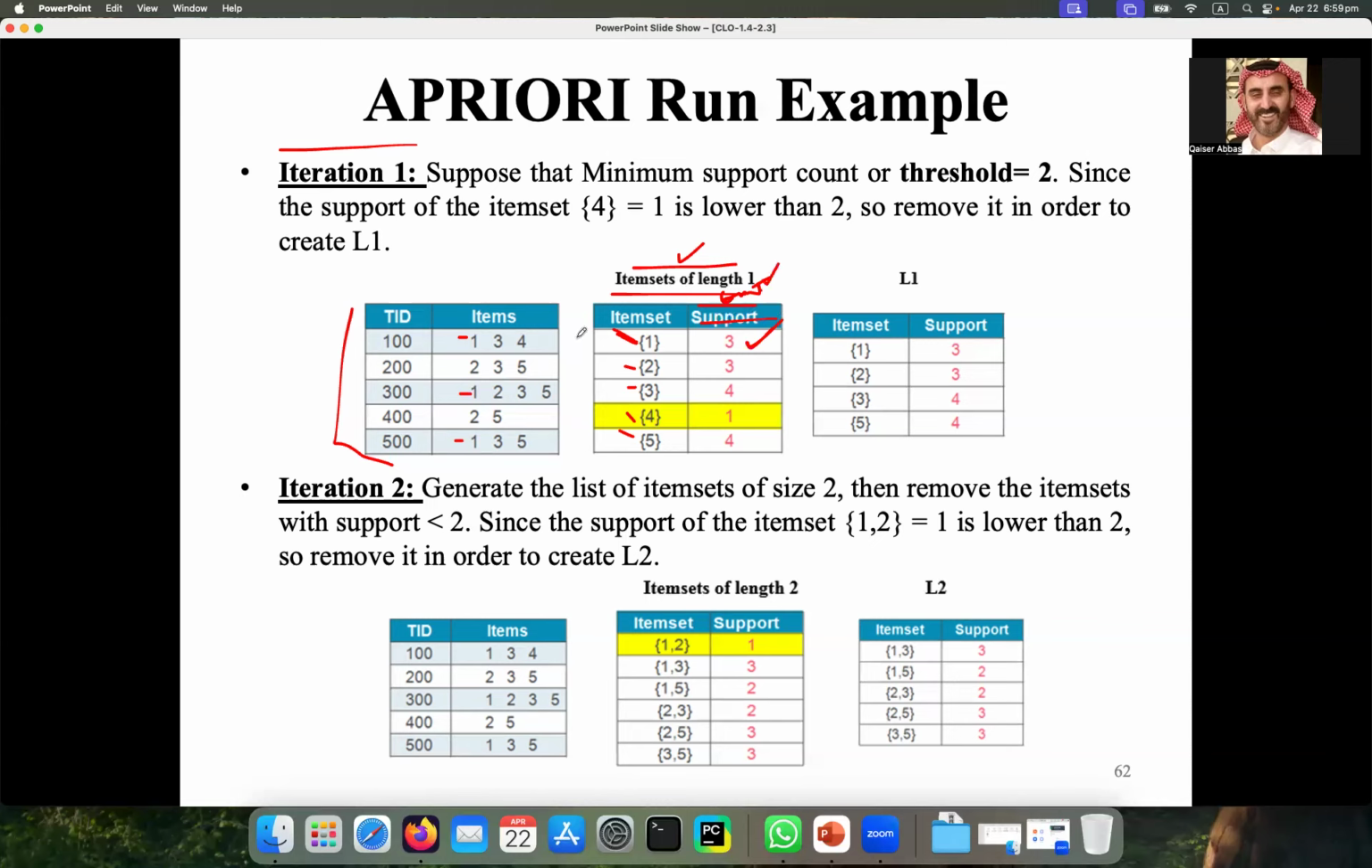So how many times is this one coming? Three times. Two is how many times? Three times in the data. Three is how many times in this data? Four times. Four is how many times in this data? Only one time.